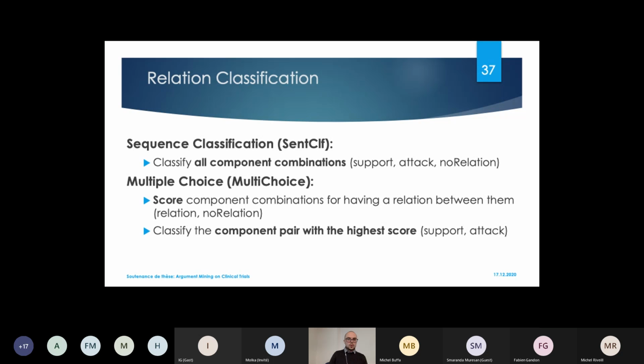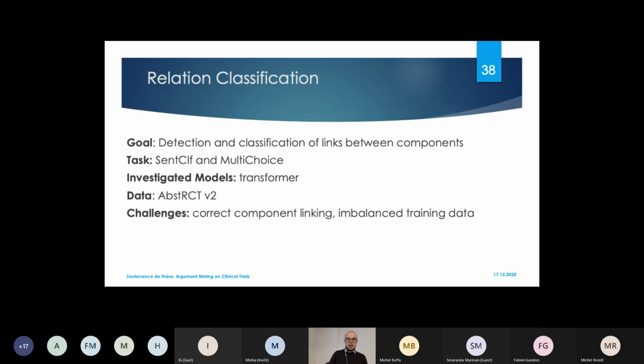And here again, two approaches were evaluated. So first, the sequence classification task where both components were combined as a combined input, classified as support, attack, or no relation. So here all possible combinations were evaluated. Then we have the multiple choice setting where we score each component pair to have a link, and we take the pair with the highest score and classify it then as the support or attack relation. And the motivation here was to have only one outgoing edge per component.